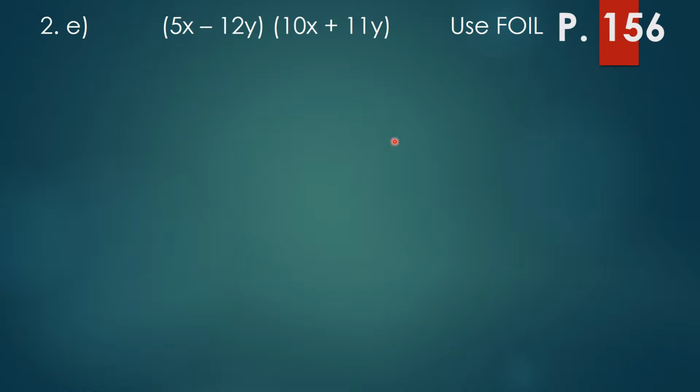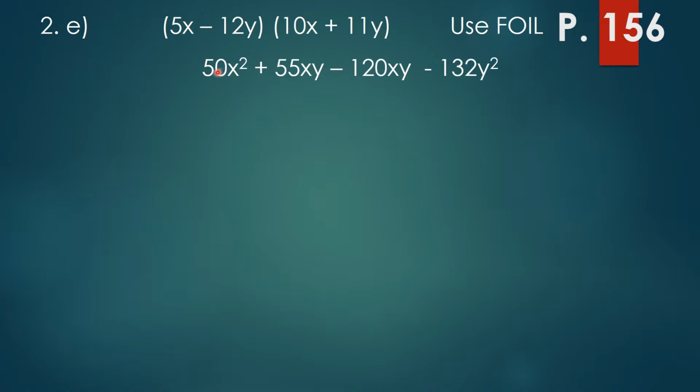We have another example of multiplying two binomials. You have 5x minus 12y times 10x plus 11y. Multiply the first terms together: 5x times 10x gives you 50x squared. Multiply the outside terms together: 5x times 11y gives you 55xy. Multiply the inside terms together, which gives you negative 120xy. And finally multiply the last terms together, which gives you negative 132y squared, as follows.